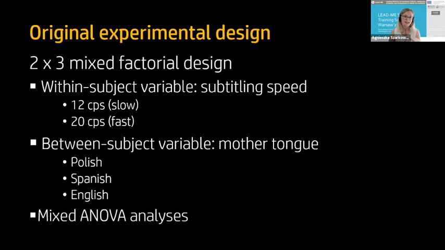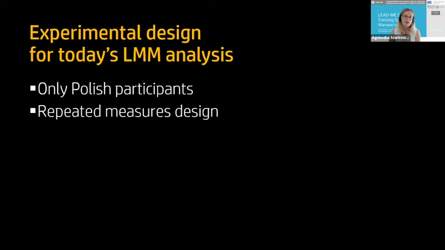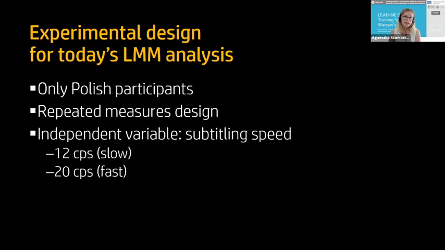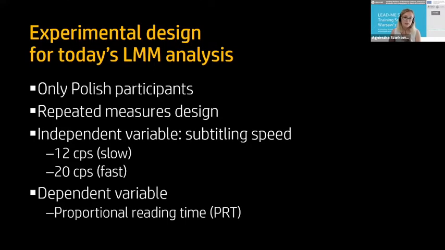And originally, in the publications, in what I originally did, we just used mixed ANOVA analysis. In today's experiment, we are simplifying a little bit. So we're just using data for Polish participants. So as you can see, the between-subject factor is gone. So we're just using the repeated measures design with one independent variable, subtitling speed. So we have slow subtitles and fast subtitles here. And our dependent variable here is what we call proportional reading time, PRT.